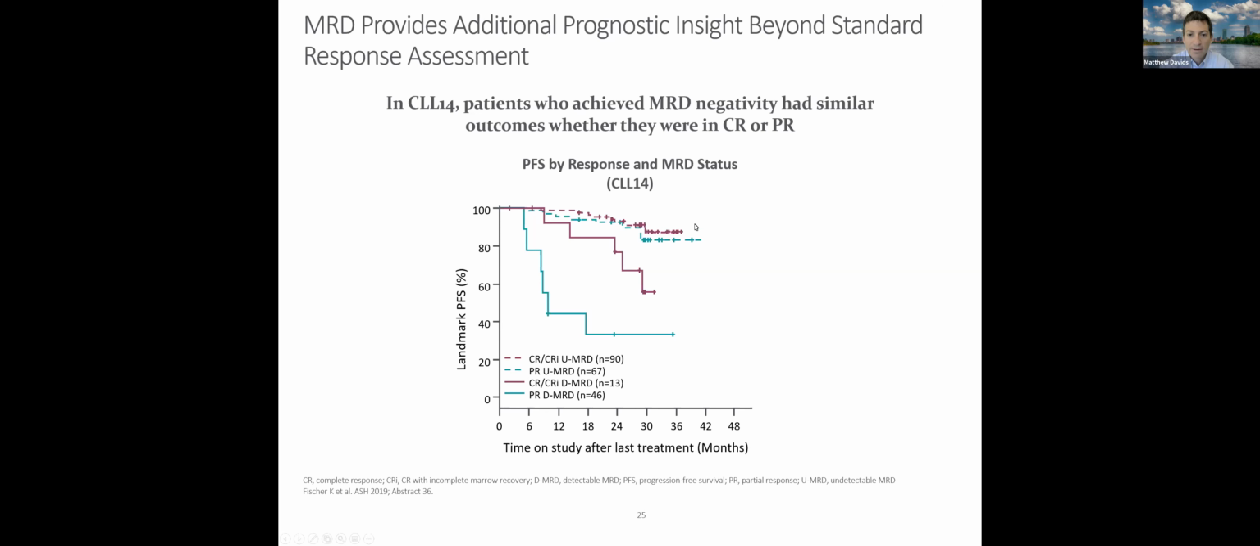And I think importantly, this dotted turquoise line here is the patients who had a PR, partial response, but they had undetectable MRD. And those patients seem to do just as well as those patients with a CR, complete response, and undetectable MRD. So again, suggesting that here in the Venetoclax era, it's actually the MRD test rather than complete versus partial response, which can be the most predictive of the duration of that response.